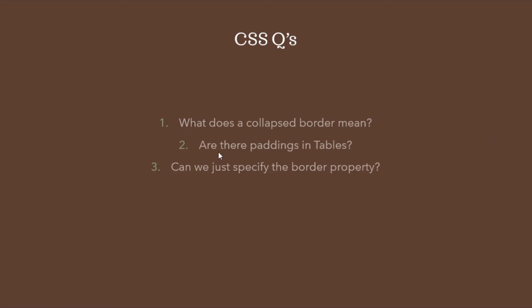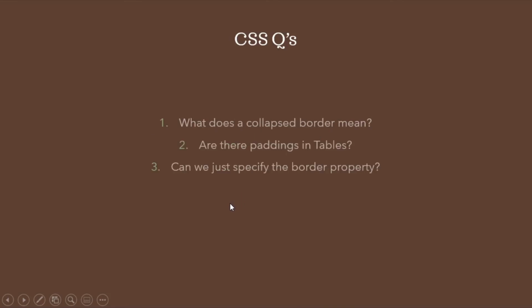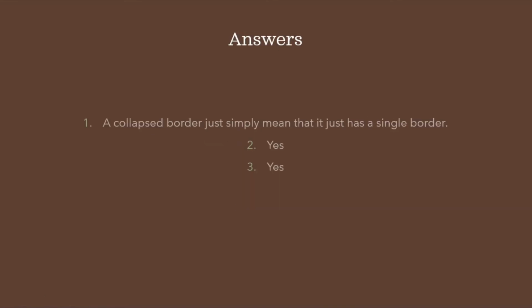So hopefully you've answered all of those questions, and let's go through the questions and the answers. So number 1, a collapsed border just simply means that it just has a single border. Number 2, it has a padding you could add onto the table. So that was a bit of a trick question because we haven't gone through that. And number 3, yes, we could specify the border property.